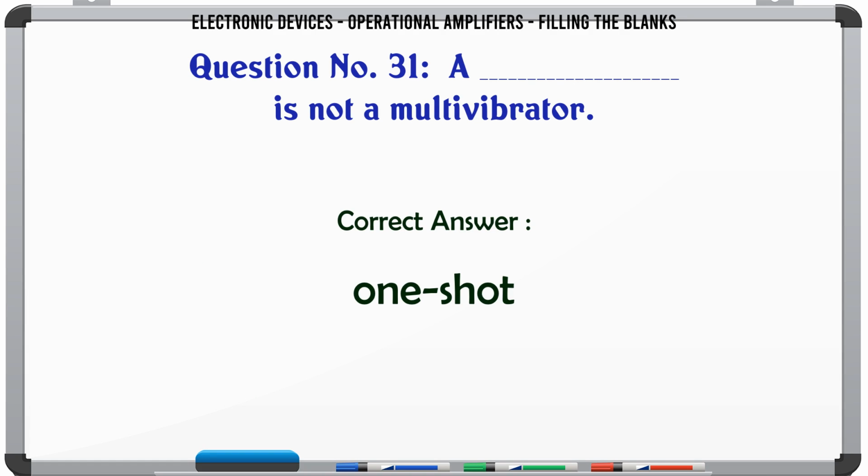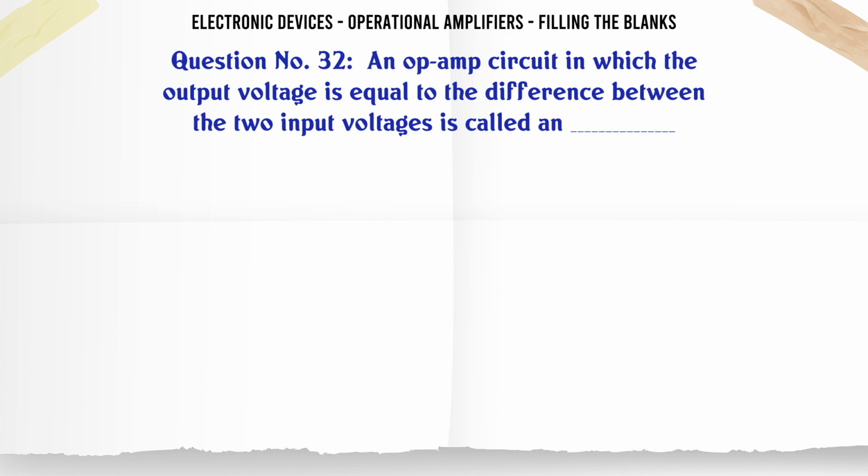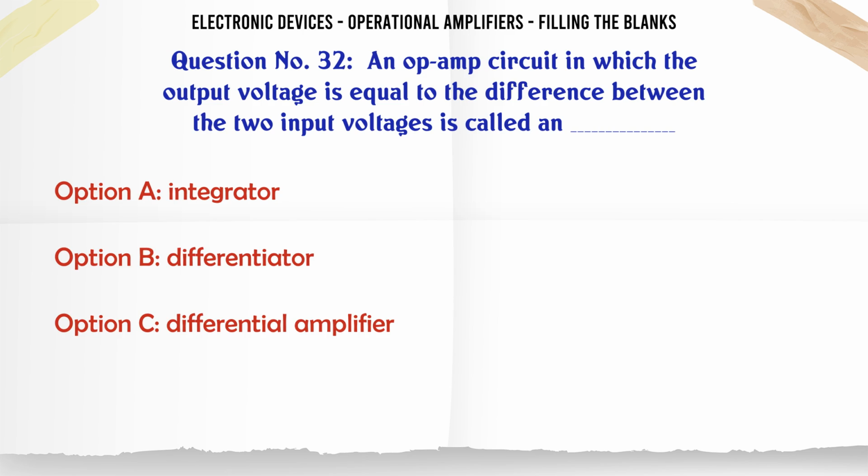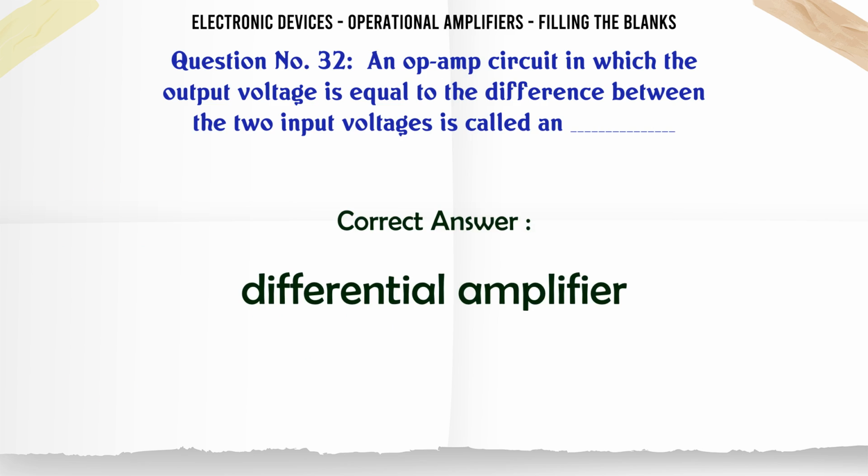VCO. An op-amp circuit in which the output voltage is equal to the difference between the two input voltages is called a A. integrator, B. differentiator, C. differential amplifier, D. voltage regulator. The correct answer is differential amplifier.